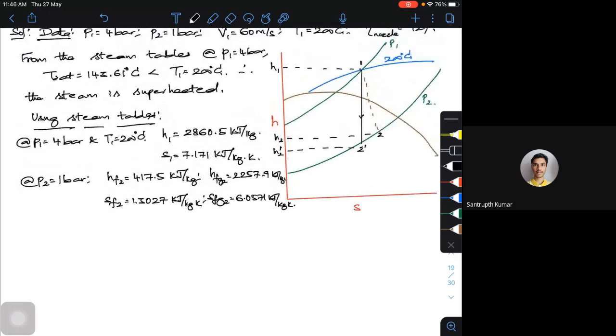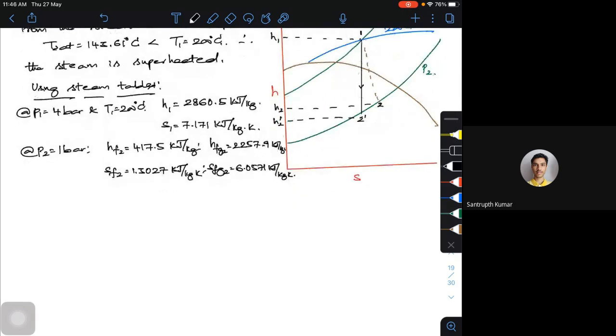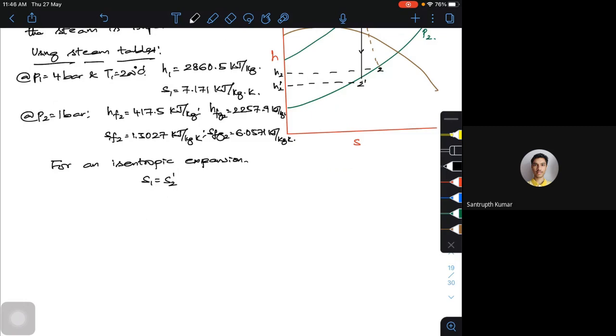Now, if I try to follow the isentropic process, because H1 minus H2, if I want to find, first I have to find H1 minus H2 dash. So for an isentropic expansion, your S1 is equal to S2 dash. So all these things are with respect to 2 dash, whatever it may be. So multiply by 0.92, I'll be getting H1 minus H2. So here if I try to equate it, actually, this is 7.17.